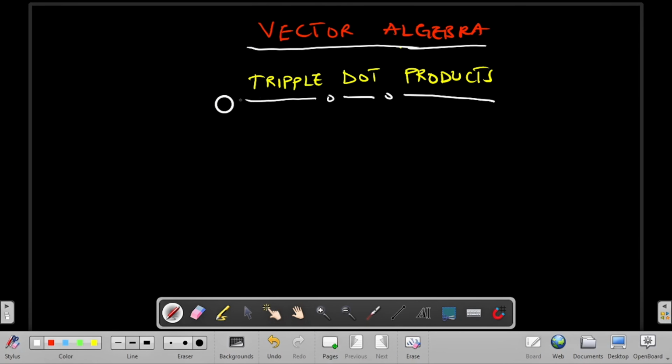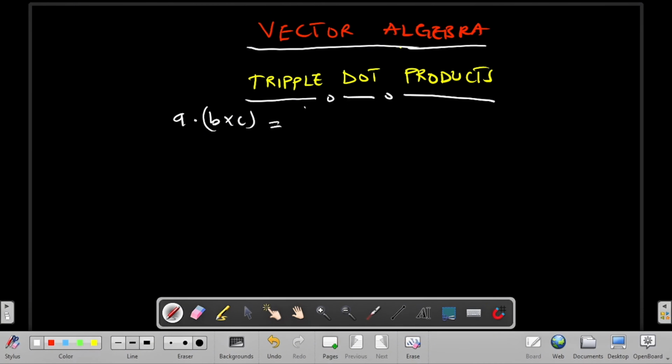Now, a triple dot product is simply represented as A dot B cross C. It's so nice. So this is the triple dot product. I have a dot product and a cross product being combined, and that is what we call a triple dot product. So if you see a problem like this, it is not B times C, please. It is B cross C. A dot B cross C.